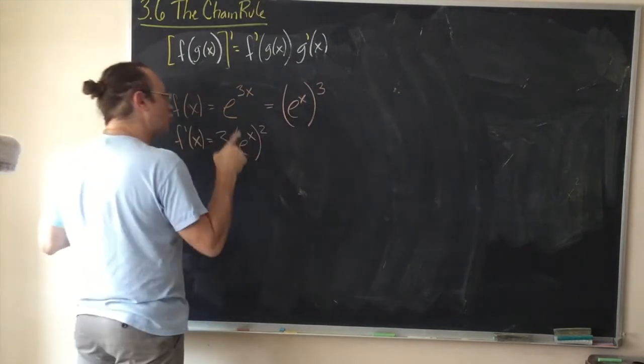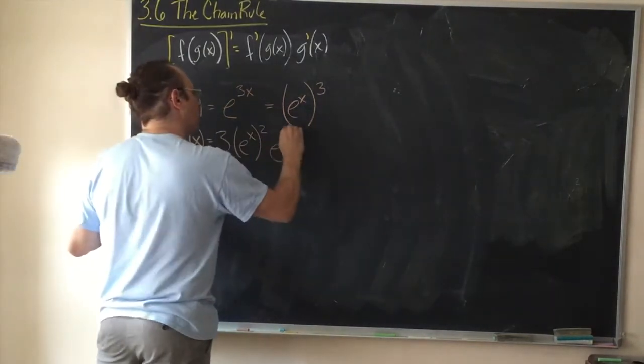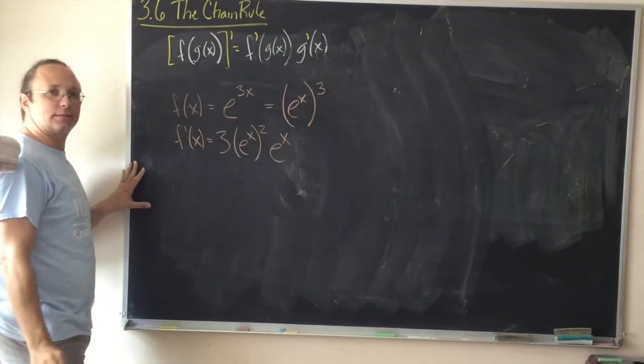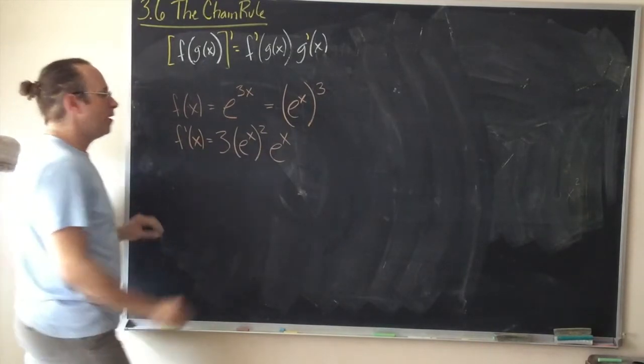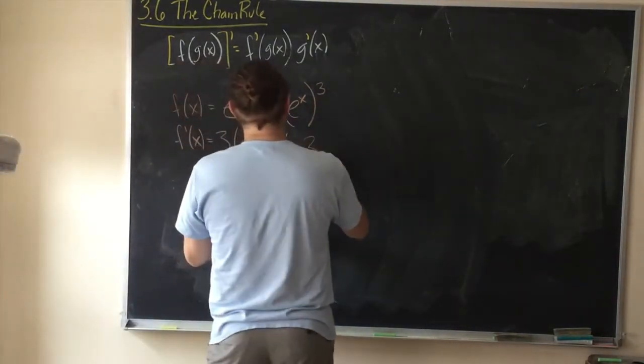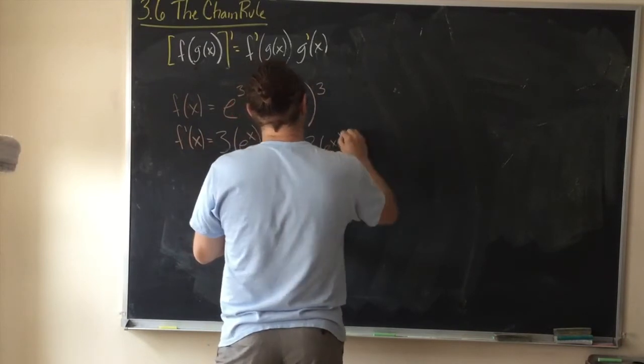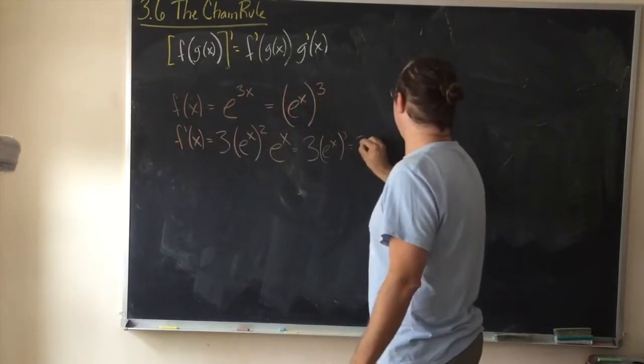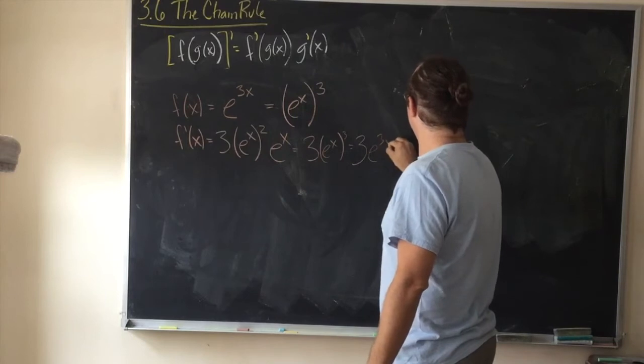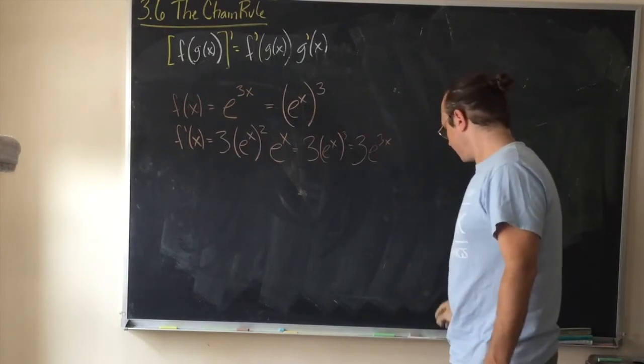And then I have to take the chain rule of the inside, which is another e to the x, because the derivative of e to the x is itself. And you'll notice that this is 3 e to the x cubed, aka 3e to the 3x.